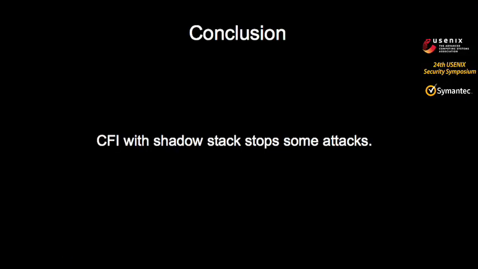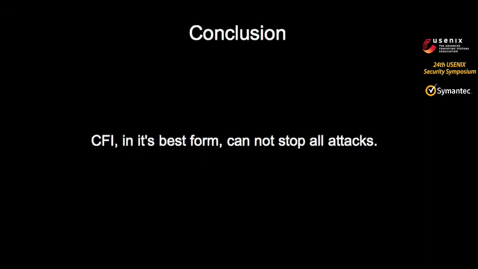Okay. So with that, let me give a couple of conclusions. So CFI with shadow stack does stop some attacks. In one of the 6 cases, it stopped it entirely. And in other cases, it reduced the power of the attacker from arbitrary code execution to something significantly weaker. In its best form, though, CFI cannot stop all attacks. CFI, as it is currently implemented, just can't stop all attacks. Our scheme cannot be made any stronger in the traditional sense. We will need something more on top of it to make it somewhat stronger.